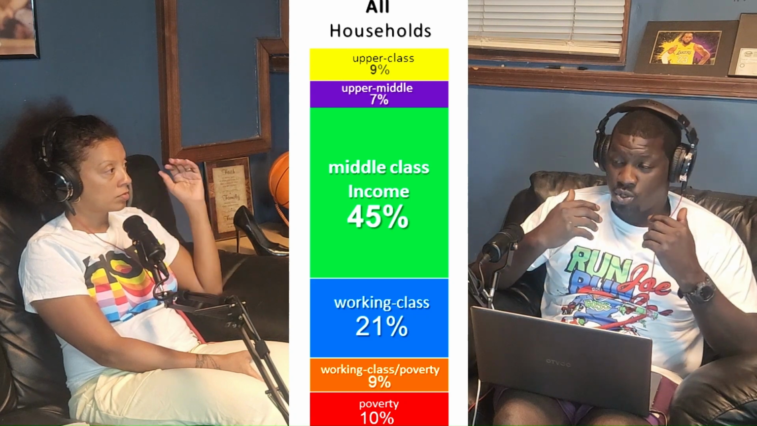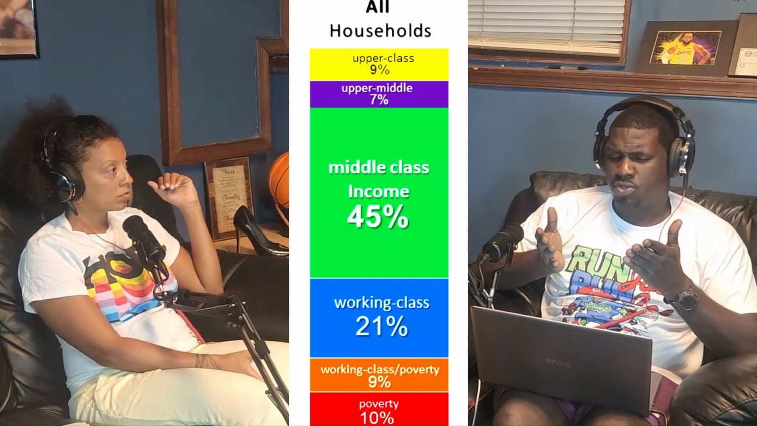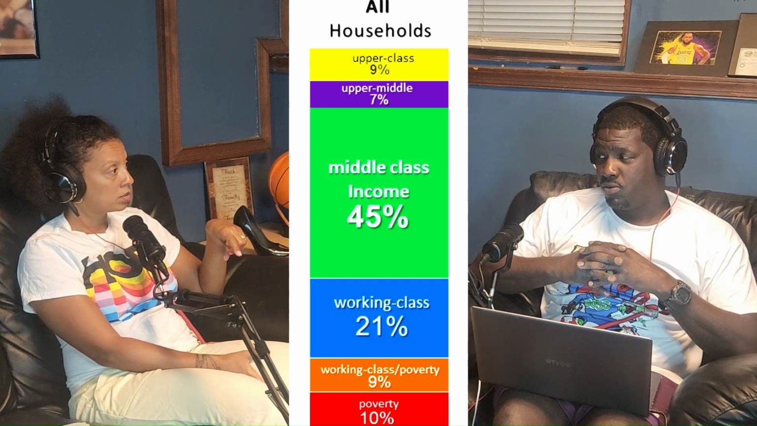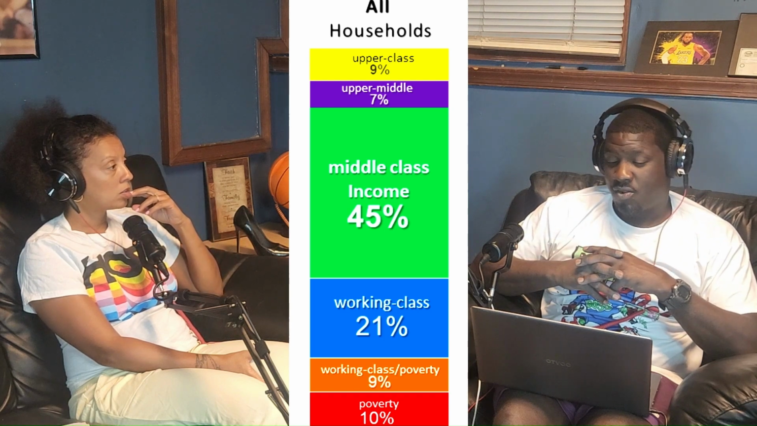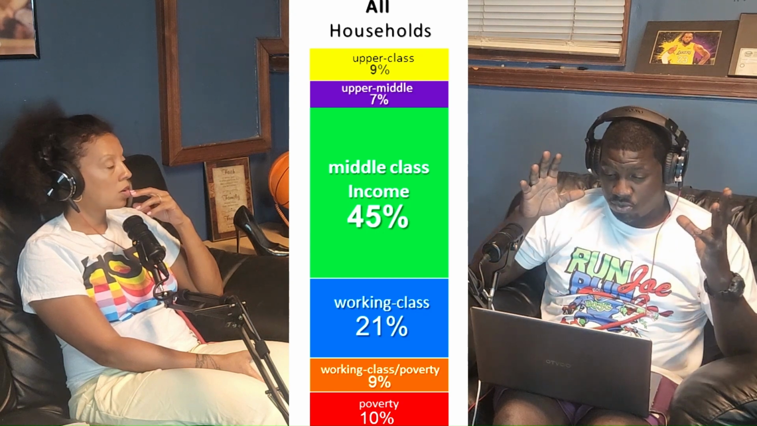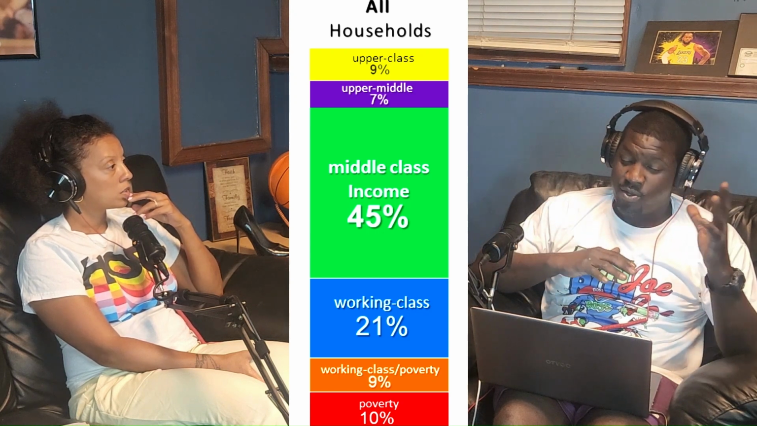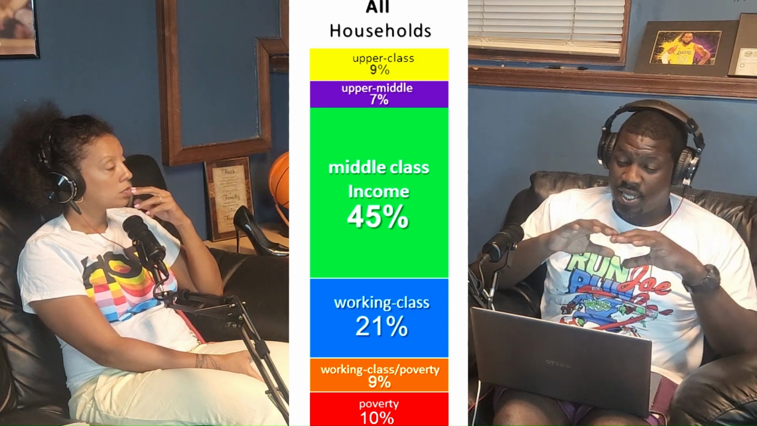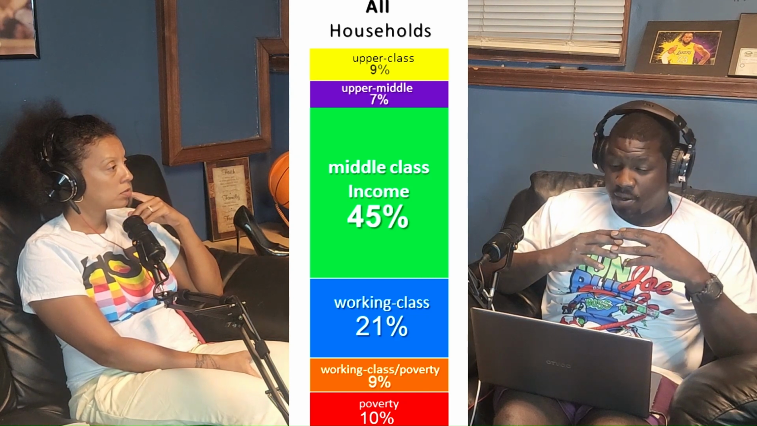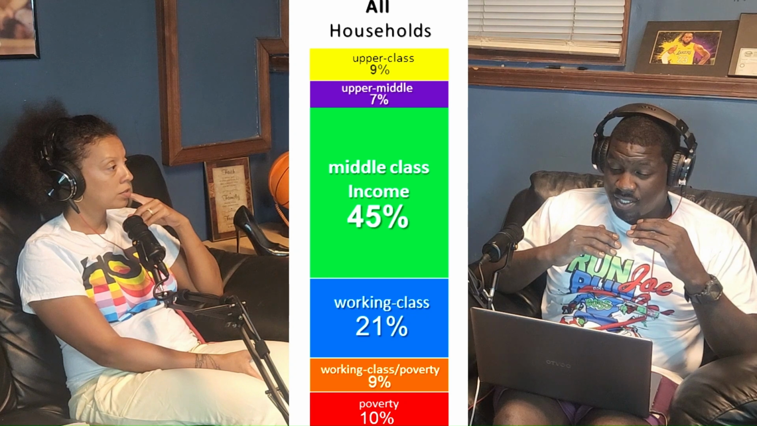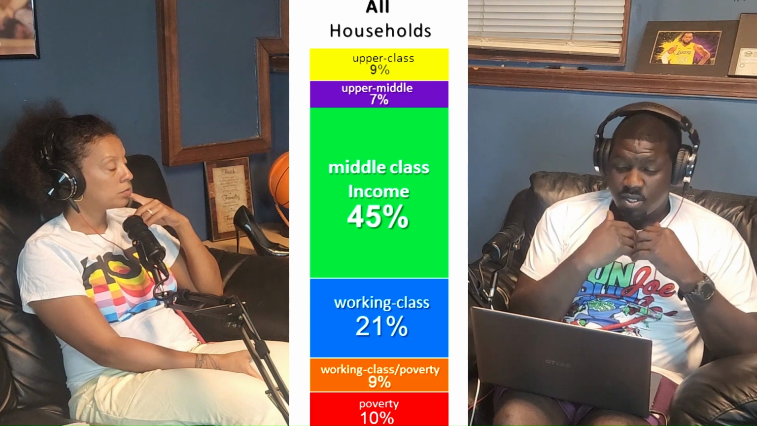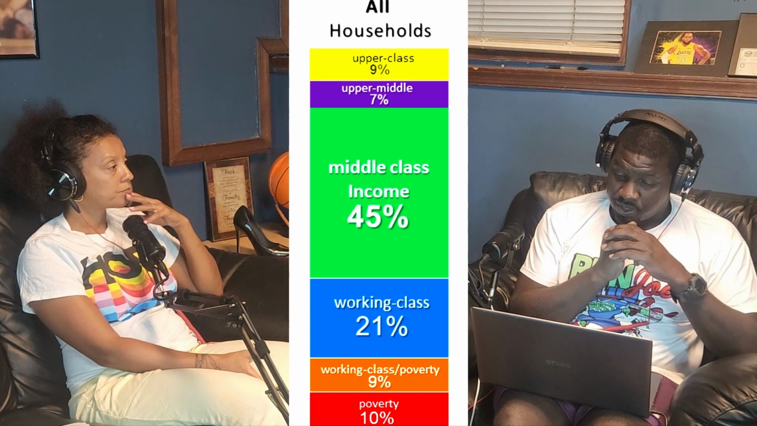So then we got the middle class. This is all households, not other than black. You think they included black in that? I don't know. I was thinking because it says all, we can't exclude us. So all households, 45% middle class. Working class drops down, it's lower than the blacks. The working class of all households is 21%, and black was 25%. The working class / poverty, almost poverty, is 9%. And the poverty is 10%.